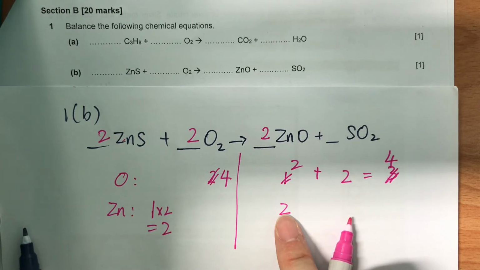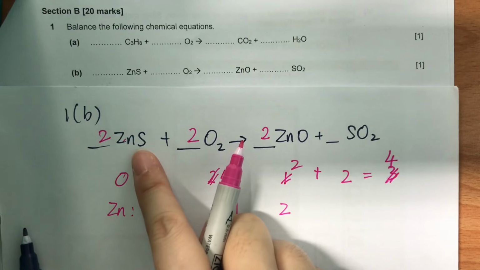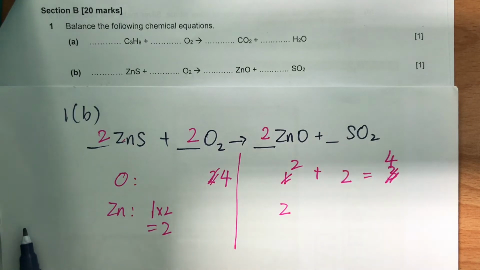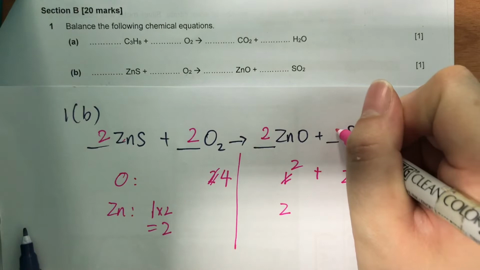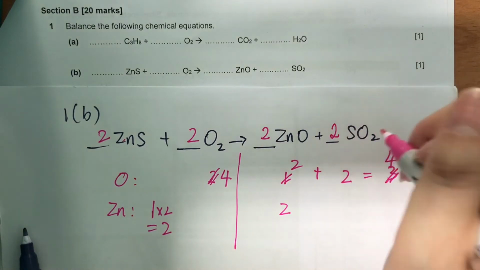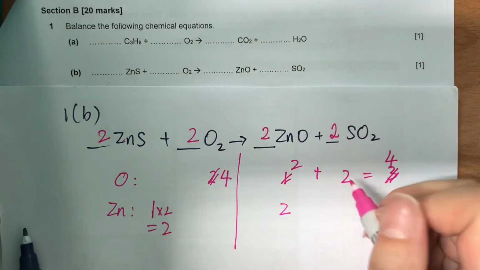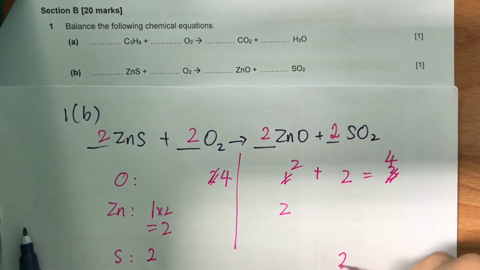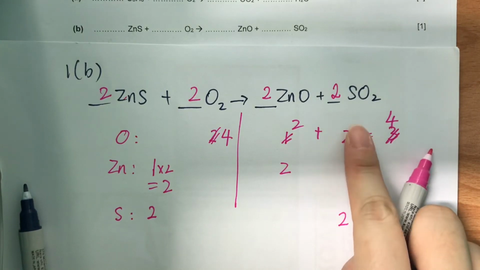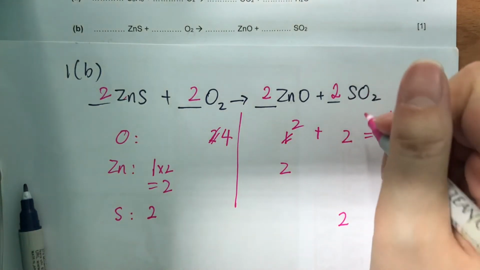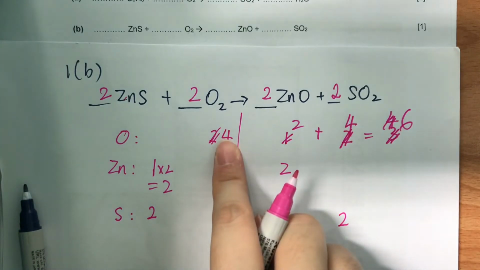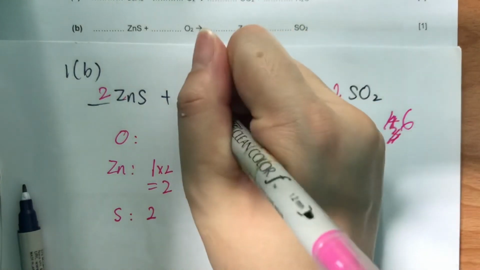But this is going to be a bit complicated if I do it this way. I change this to 2 zinc sulfide, so sulfur now is 2. This got to change. So if I change here, 2 sulfur, 2 sulfur, after I change it, it balances. However, I changed the oxygen. So I go back to the oxygen and change this to 4. This becomes 6. Come back here: 4 and 6 not balanced. So I change this to 3.